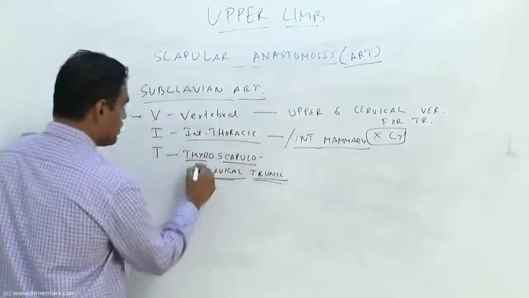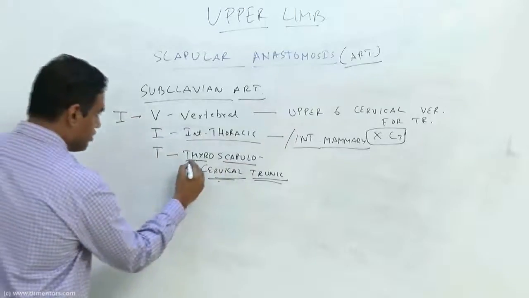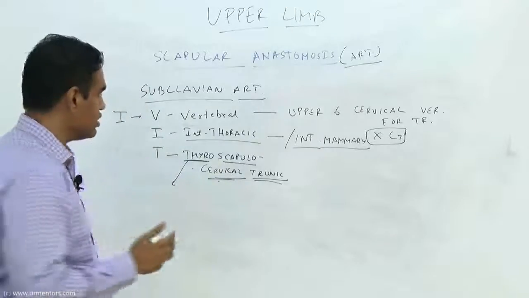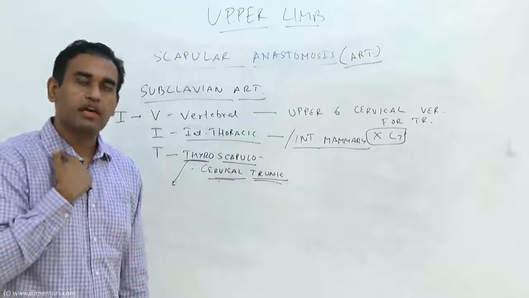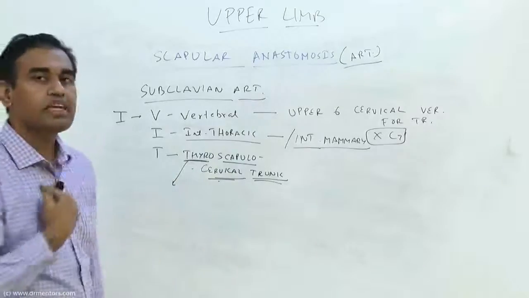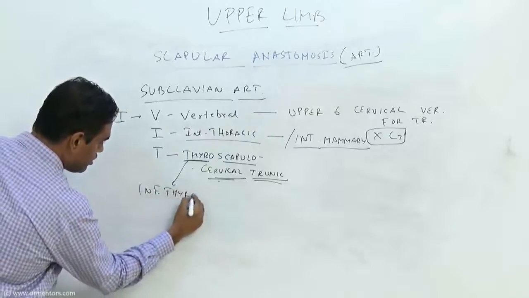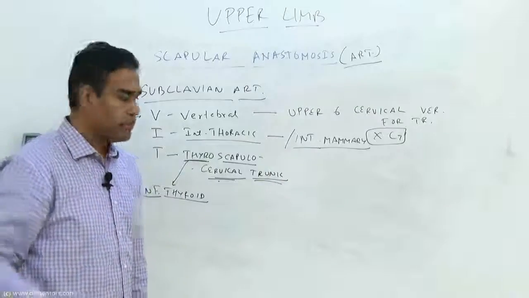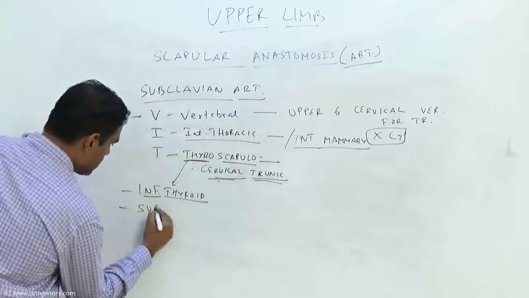Thyro-scapulo-cervical trunk. So we have three names over here. Thyro is obviously related to the thyroid. The thyroid is situated superior to the subclavian artery. The subclavian artery is over here, the thyroid is over here. So the artery coming from the subclavian to the thyroid will be the inferior thyroid. So the artery over here will be the inferior thyroid artery. Scapulo, it is over the scapula, so the branch over here from the scapula will be the suprascapular artery.